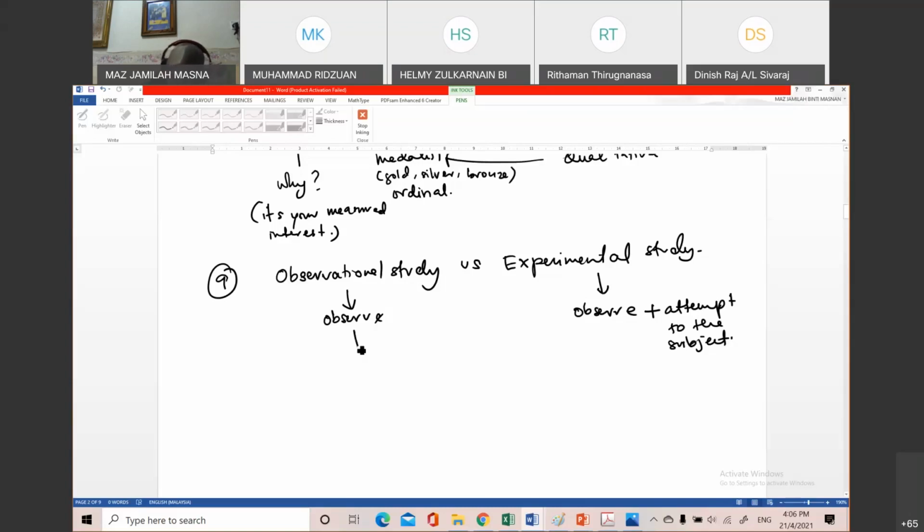So in an observational study, data is collected as it is. You observe, you record. You are not going to change the data, because everything is based on the observation. But in your experimental study, your data will be collected based on the attempts that you make. So you get your result, data that is affected by the attempt you made in your experiment.